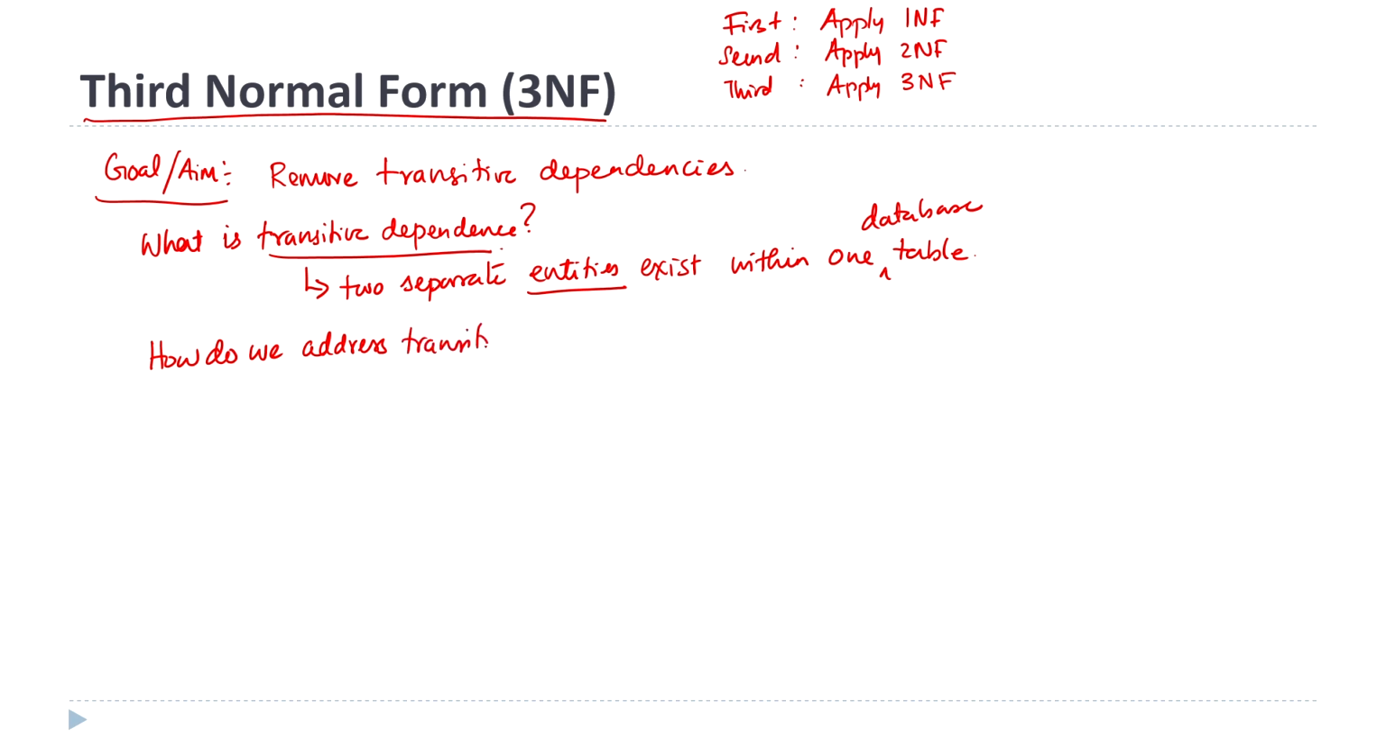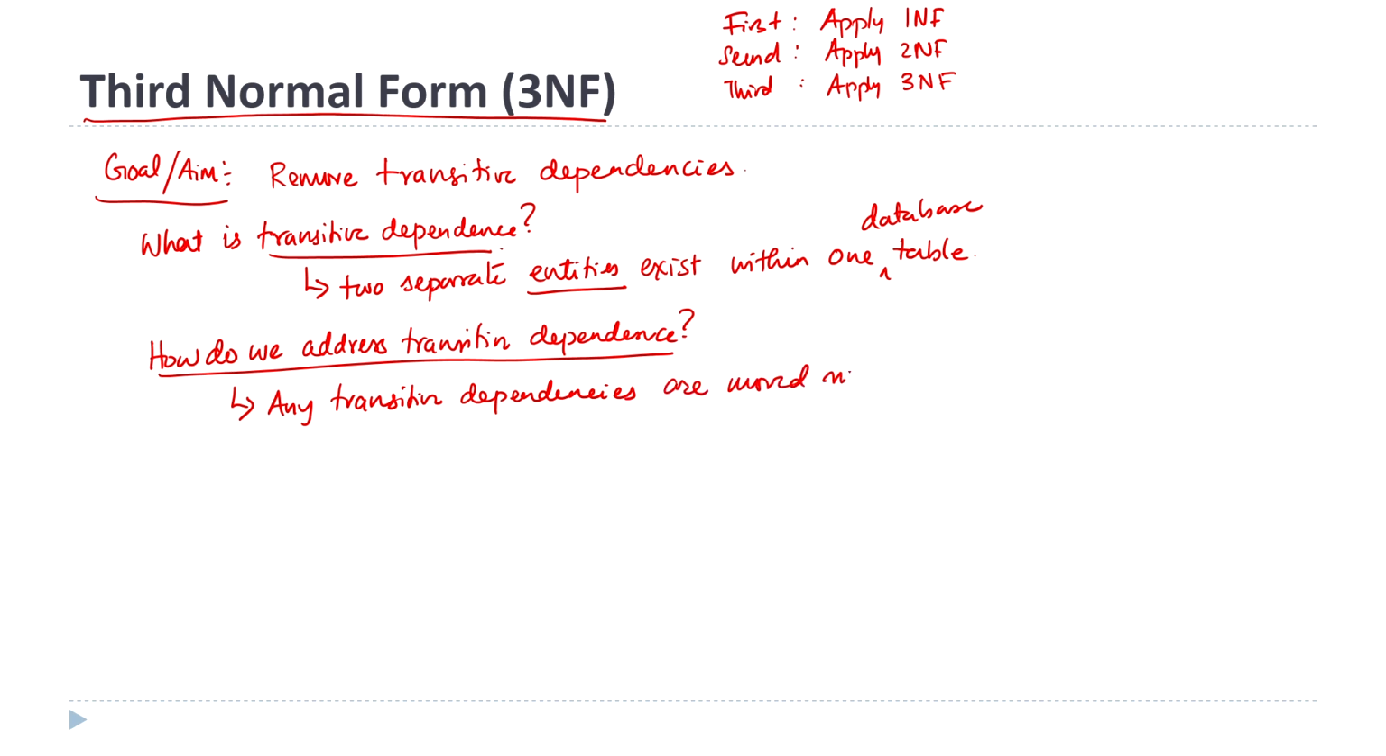So, how do we address transitive dependence? How do we handle this? The way is, any transitive dependencies are moved into what you call a smaller or a subset of tables. So, we reduce them into a subset table. Same way as we do the functional dependency, here also we move into a subset table.